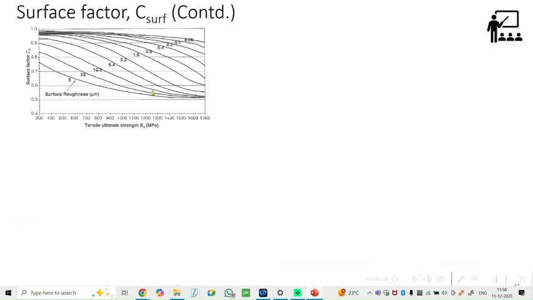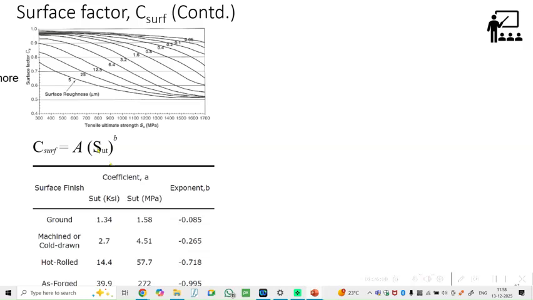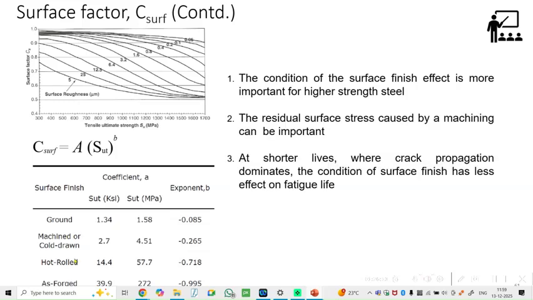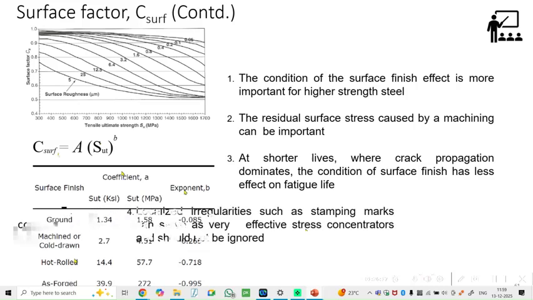In that case, one can use a graphical form, but luckily it is available as a numerical formula, where depending on A and B, please don't confuse with A and B we studied in Basquin's equation, that is different. Once you know the ultimate strength of the component, and A and B depending on the type of surface finish, whether ground, machined, cold rolled or hot rolled, you can substitute those values and get the surface condition factor.